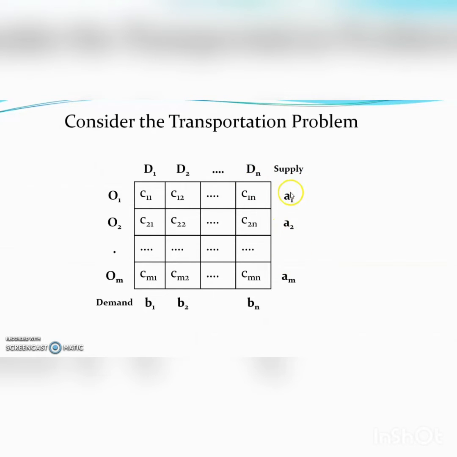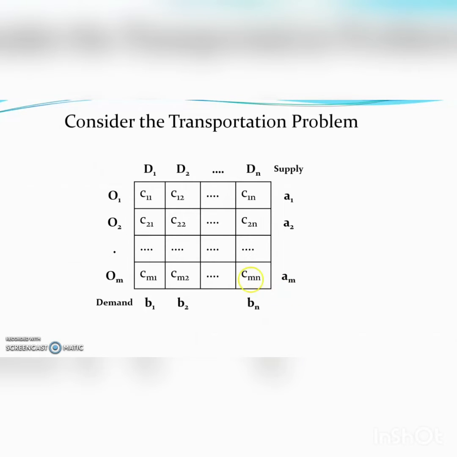Here the a_i are the supplies, that is the availability at the origins, and the b_j are the demands, that is the requirements of the destinations. In our previous lecture, we discussed that the basic feasible solution of such a transportation problem will contain at most m plus n minus 1 positive variables, and the remaining variables are 0.